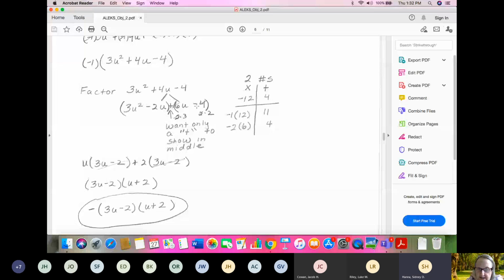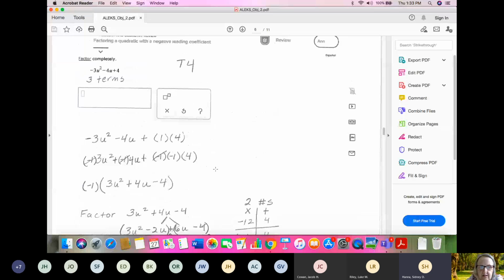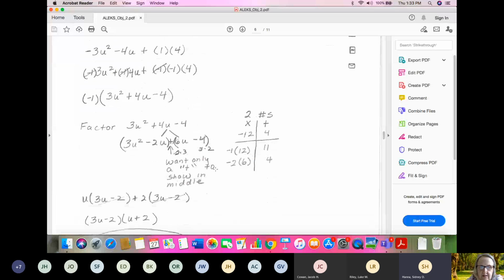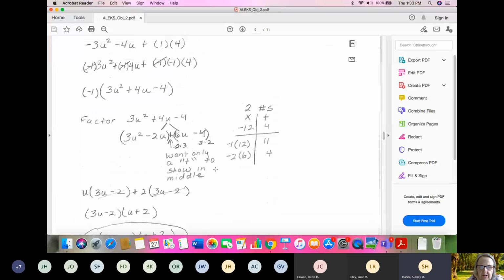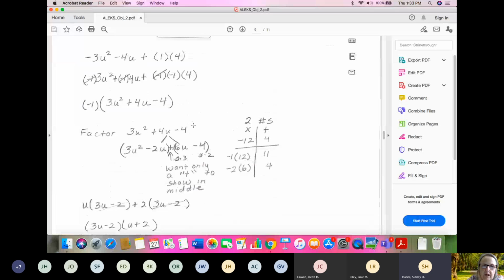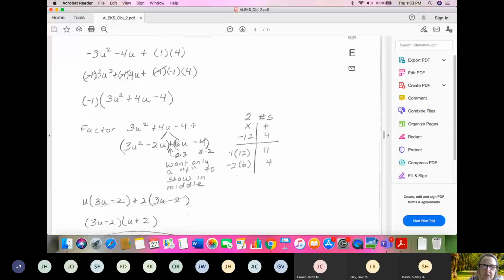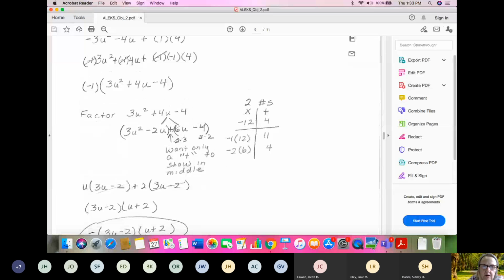Okay, I have a question. Yes. So in the middle where it says factor and it's 3u squared plus 4u minus 4, when you factor out that 4, the 4 in the middle, where did you break that 4 down into the -2u? Those numbers came right from here.